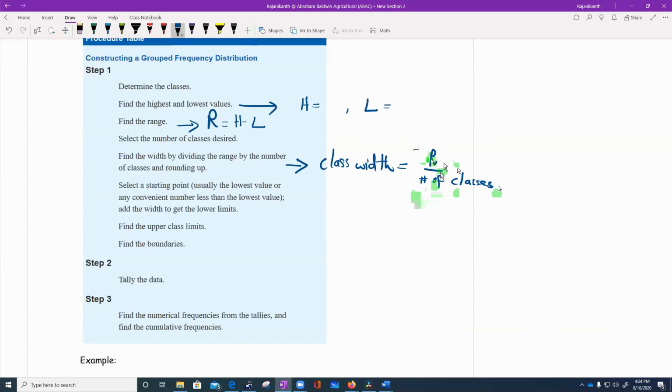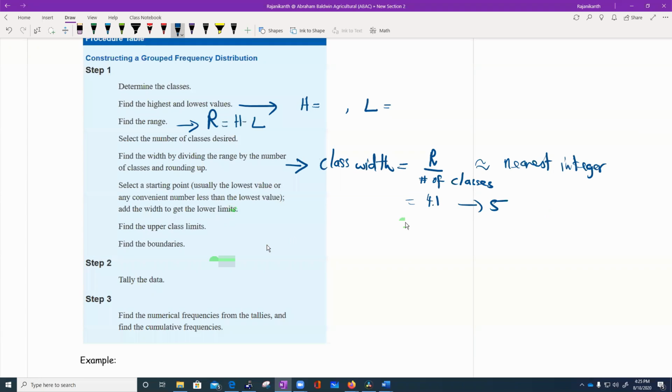You need to round that number to the nearest whole number. If you get the integer, you are fine. If you are getting a decimal point, you have to round up to the nearest integer. For example, suppose you got 4.1, then you need to round up to the nearest integer, which is 5, right? Like that, you have to fix the class width.